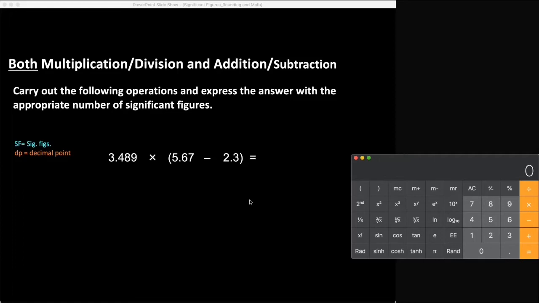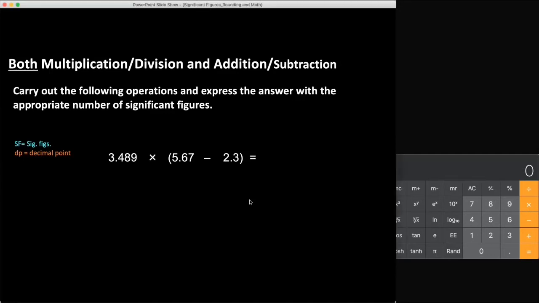Now let's combine multiplication and division with addition and subtraction. So make sure you follow the order of operations here. How you remember that is use an acronym if you can't remember on your own. An acronym I use is please excuse my dear Aunt Sally: parentheses, exponents, multiplication, division, addition, subtraction.